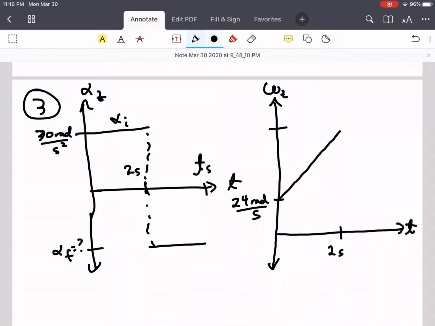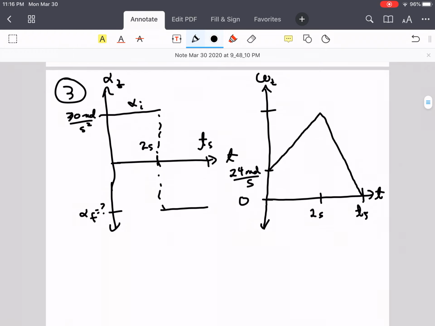But at 2 seconds, a breaker trips. Then, it's going to crash down at a constant negative slope, alpha final, until at some point, TS, what value of omega does it reach? 0. Right? So at the end of the day, it comes to a stop. That's T stop, TS. Omega is equal to 0. So there's my alpha, there's my omega.